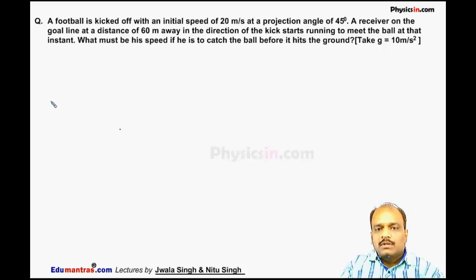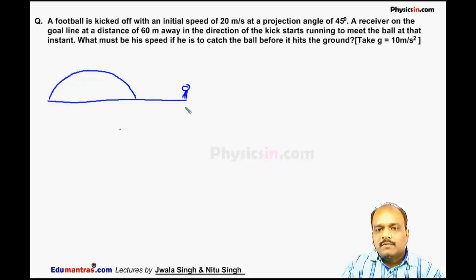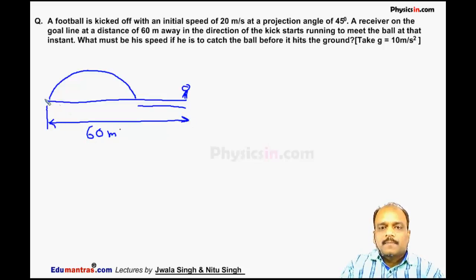Suppose this is a footballer and this is a person who is standing here. A football is kicked from here, this football moves like this, and in the same time this runner covers this distance. This initial distance is 60 meter. A person kicks the football from here, the football moves like this and it finally lands on ground. The angle of projection is 45 degree and the speed of projection is 20 meter per second.